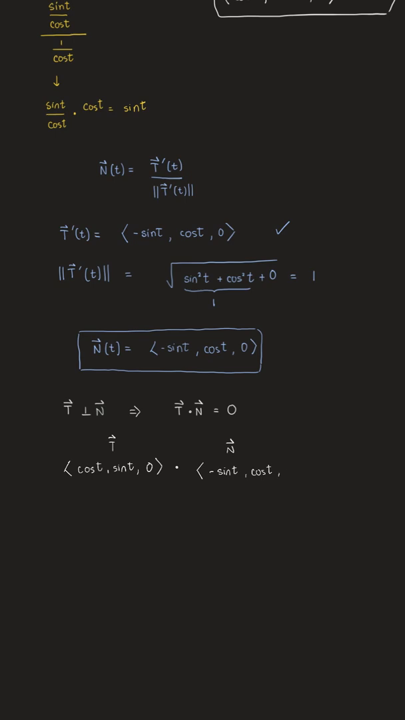cosine t, and 0. When we find this dot product, multiplying the first components, we'll get a negative cosine t times sine t, plus the product of the second components, that's positive sine t times cosine t, plus the product of the third component, which is 0. And you can see that these two terms are the same because multiplication is commutative, and for sure, we found the dot product to be 0. So here, T dotted with N is 0, which tells us that these two vectors are perpendicular to each other.